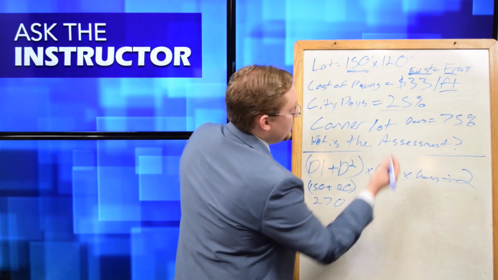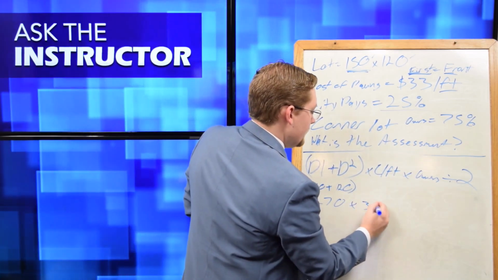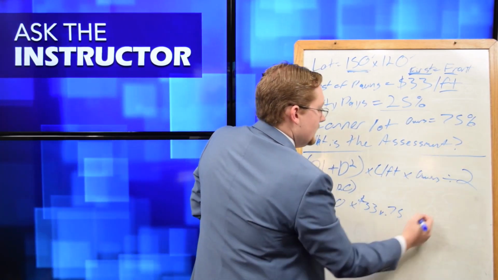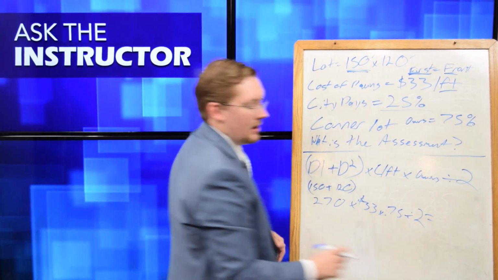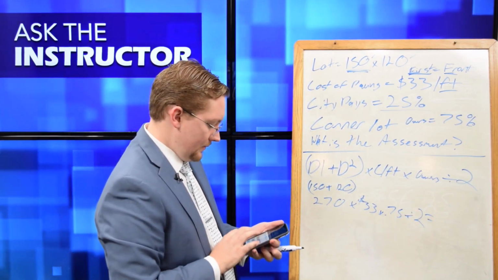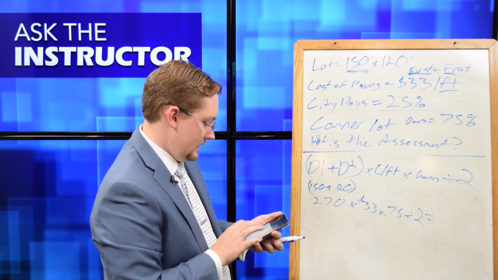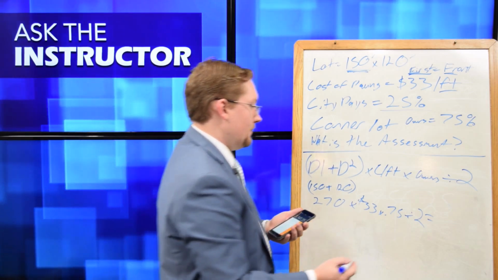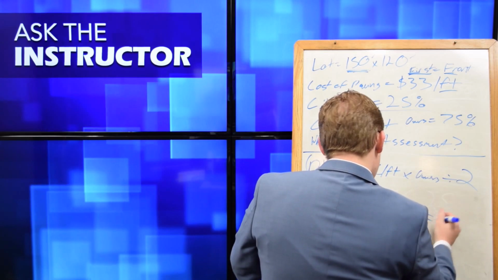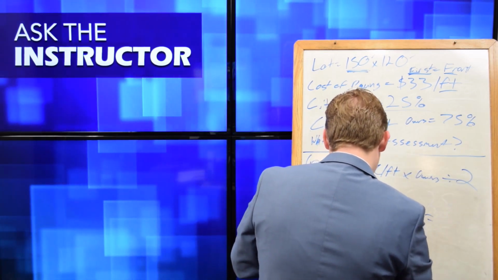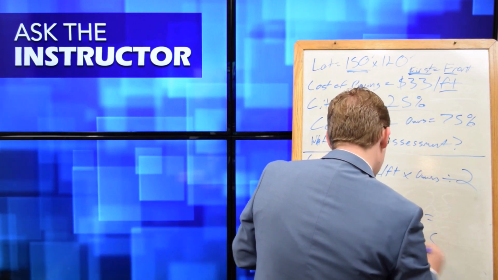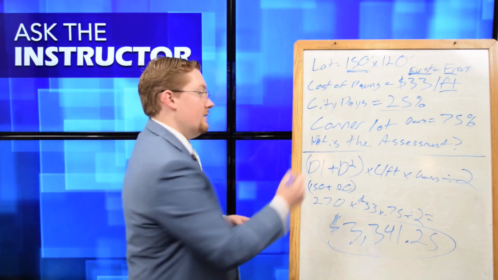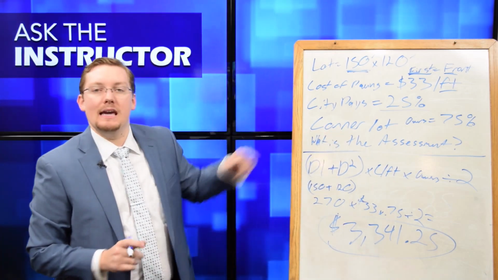And then we could go through and multiply it by the cost per foot of $33, multiply it by the owner share, which was again 75%, and then divide it by 2 because we only care about our half of the street. And when we put that all in our calculator, 270 times 33 times 0.75 divided by 2, we end up with an assessment of $3,341.25. So that's how you tackle this problem if that one word of interior lot became corner lot.